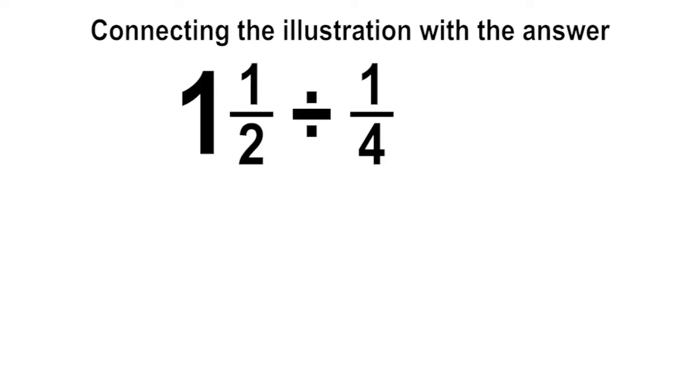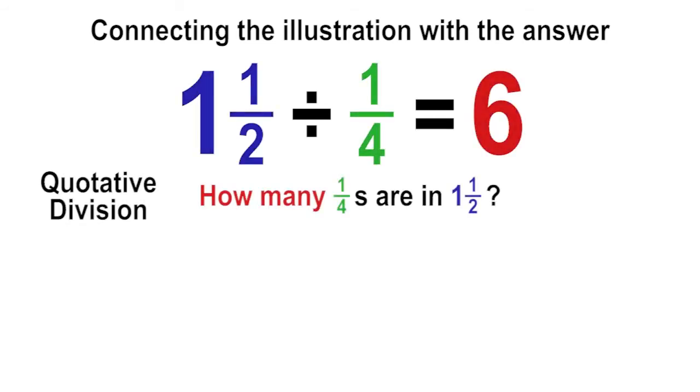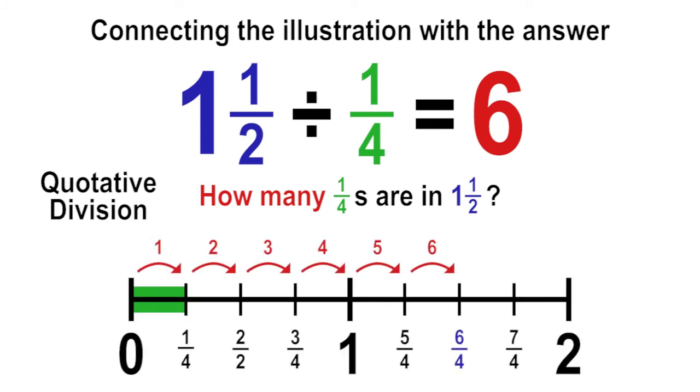One common misconception that needs to be addressed is failing to connect the illustration with the answer. For example, 1 1/2 divided by 1/4 equals 6. This problem is asking how many 1/4 are in 1 1/2. As the image shows, there are 6 1/4 in 1 1/2.